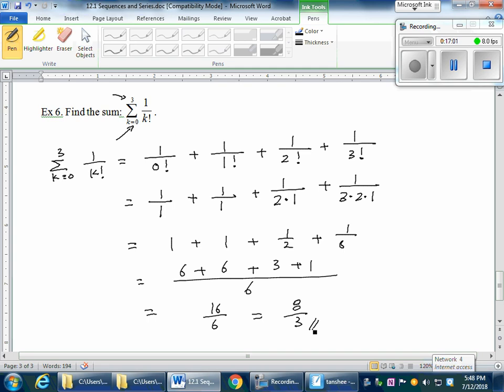So make sure you practice the summation notations and the factorial notations. And this will end this section.